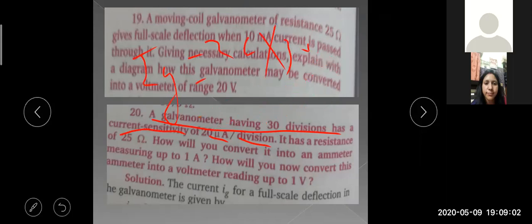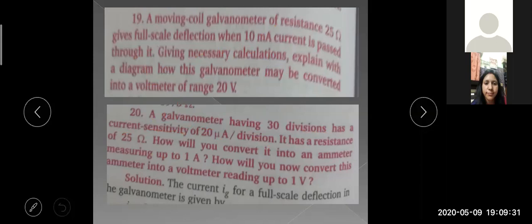Now, let S be the shunt required to convert the galvanometer into an ammeter of range I equal to 1 ampere. You have been given this range I equal to 1 ampere. So for this, we know the value of the shunt as we have done in conversion of galvanometer into ammeter: S equal to Ig upon (I minus Ig) into G. So find the value of the shunt.